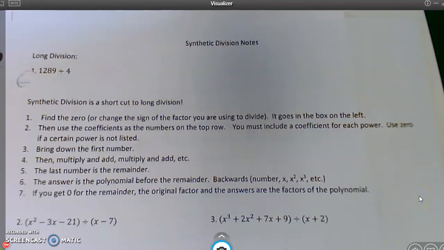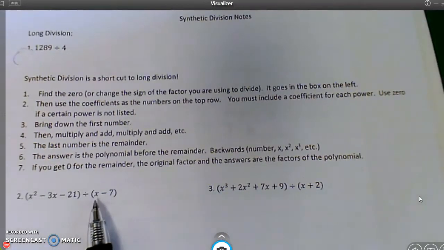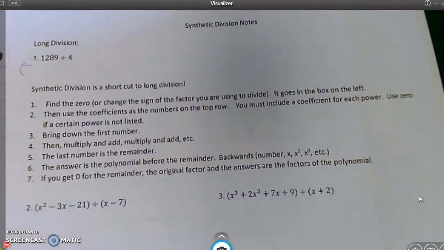So long division, yes, we did in 3rd grade. But we're going to go back over long division so I can explain what we're doing with synthetic division. Whenever we are doing division today, we're trying to solve problems like this. So it's not quite as simple as just the numbers that we did in 3rd grade. It's a little bit different, okay?